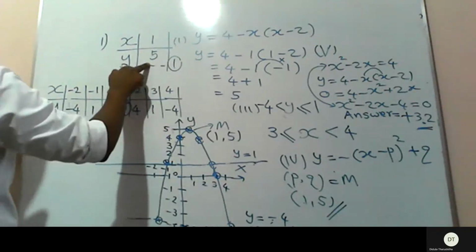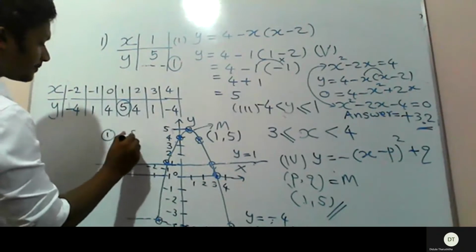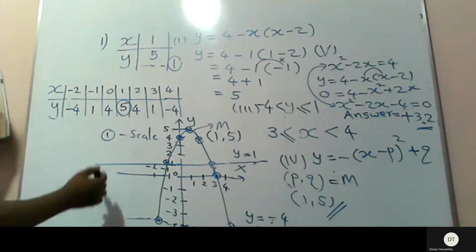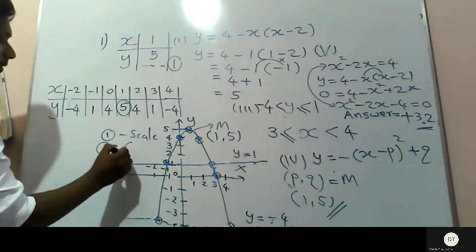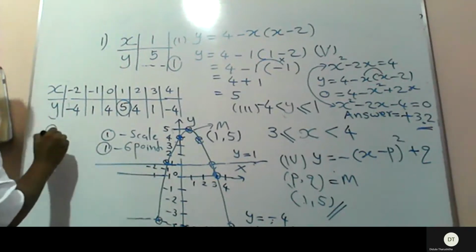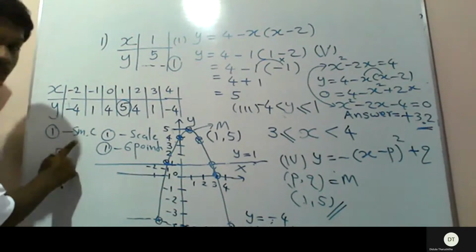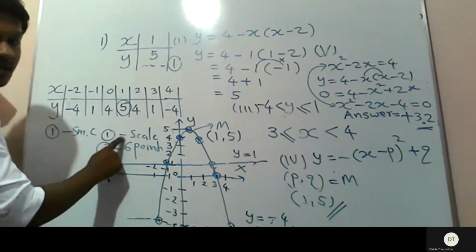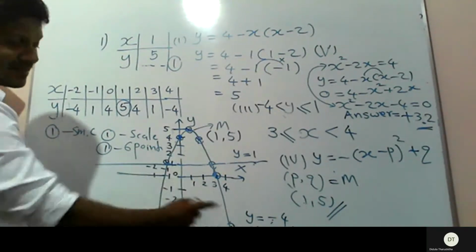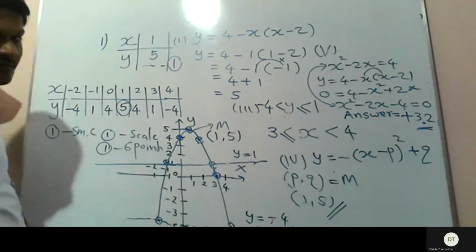1 mark for the question answer file and 1 mark for correct scale. 1 mark for 6 points. And 1 mark for smooth curve. Smooth curve 1 mark. 1 mark for scale. 1 mark for the 6 points. 1, 2, 3, 4, 5, 6, 7 points. But try to draw all the points, right? 6 points, 1 mark.